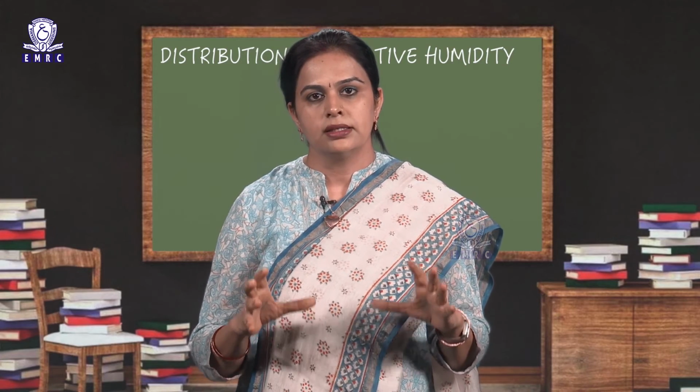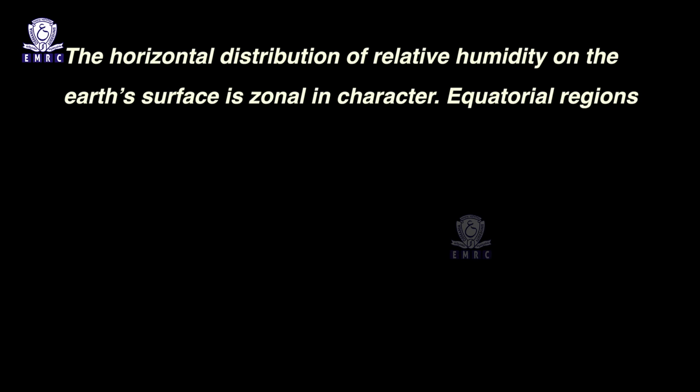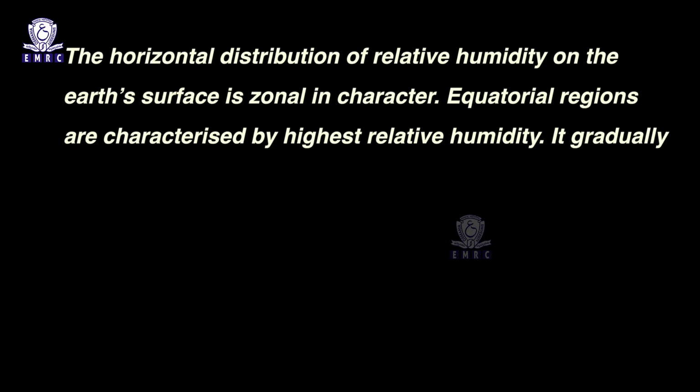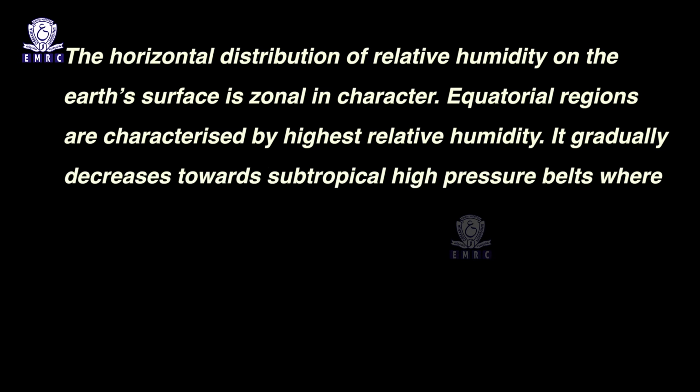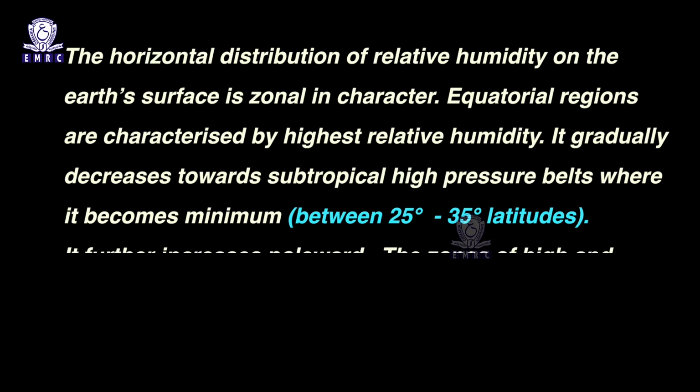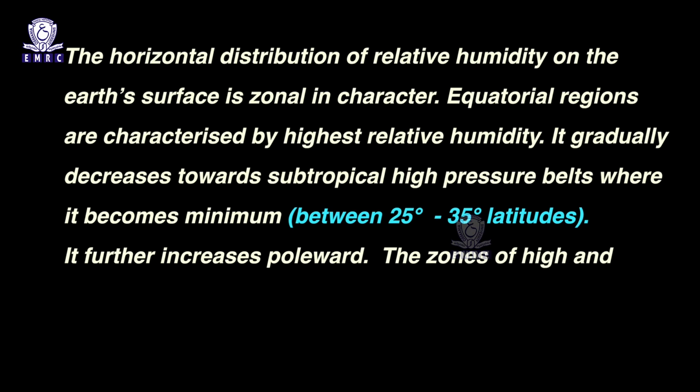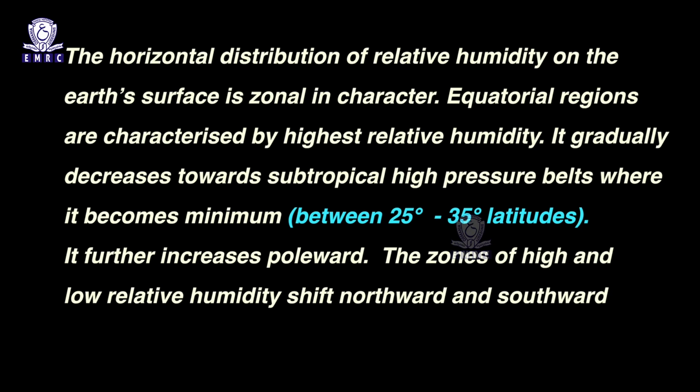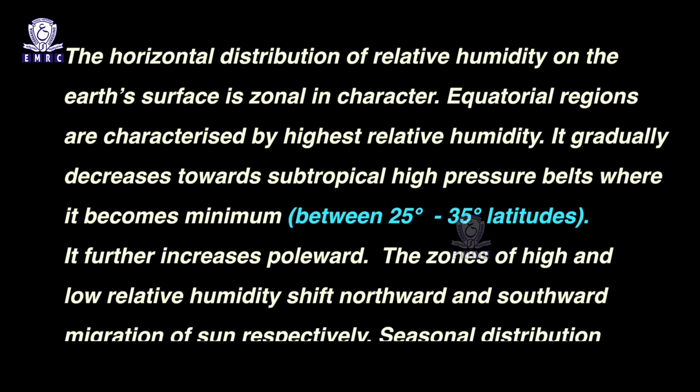I would like to explain the distribution of relative humidity. The horizontal distribution of relative humidity on the Earth's surface is zonal in character. Equatorial regions are characterized by the highest relative humidity. It gradually decreases towards the subtropical high pressure belts where it becomes minimum, somewhere between 25 degree to 35 degree latitude. It further increases polewards. The zones of high and low relative humidity shift northward and southward with the migration of the sun.